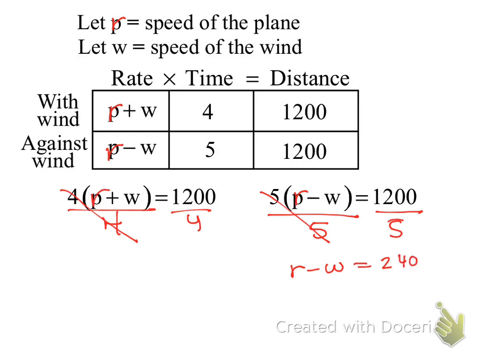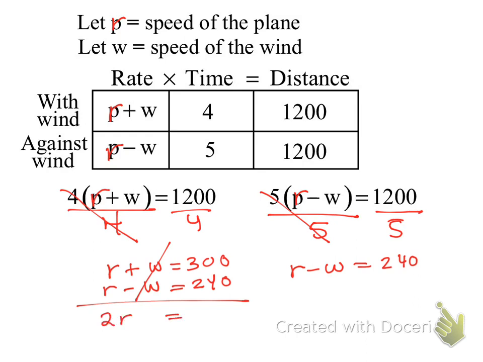240, and this one is R plus W equals 300. Well, now I'm set up very nicely. R minus W equals 240. Cancel. 2R equals 540. Divide by 2, divide by 2. R equals what? 270. Okay, 270.